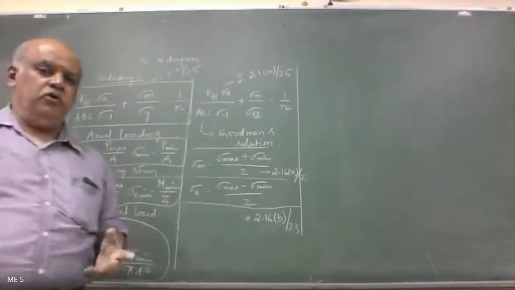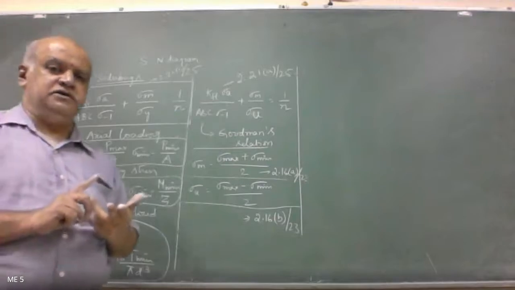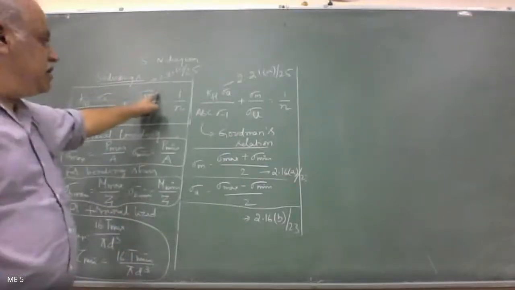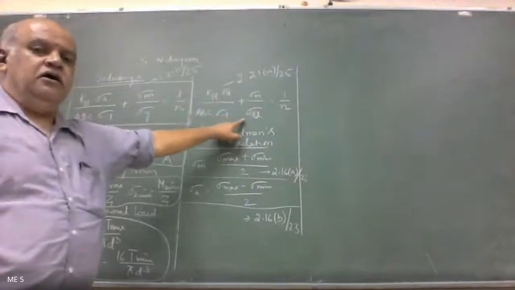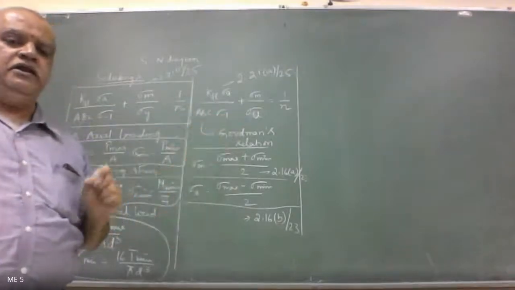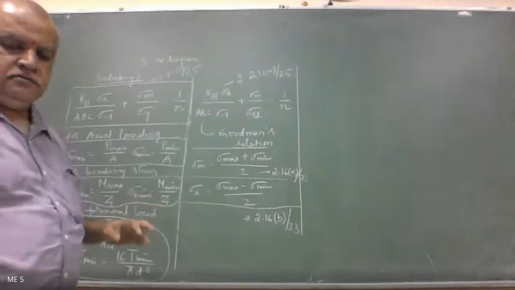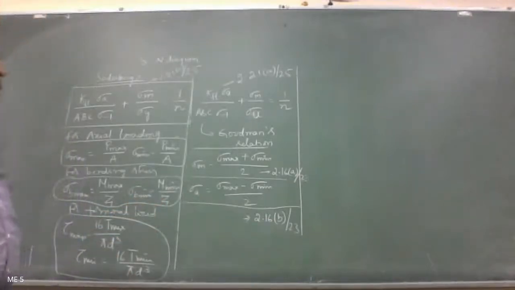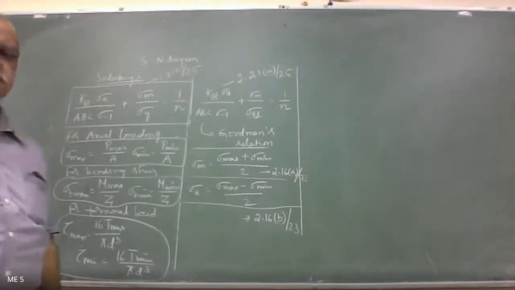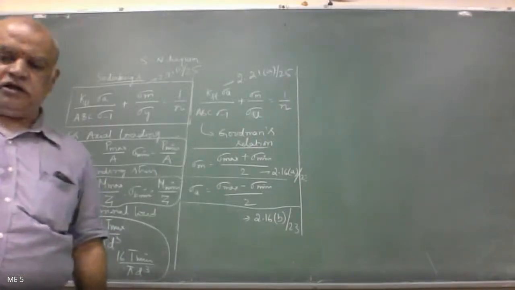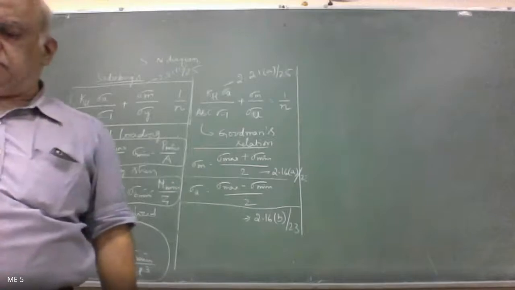Remember, if both yield and ultimate stress values are given, we need to use both Soderberg relation as well as Goodman's relation to find the parameter. Is that okay? Fine. Please go through the equations. Okay, I think let's take up a problem now.